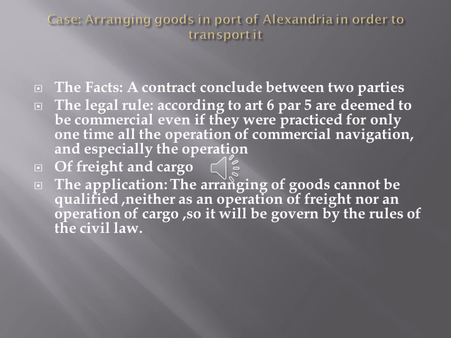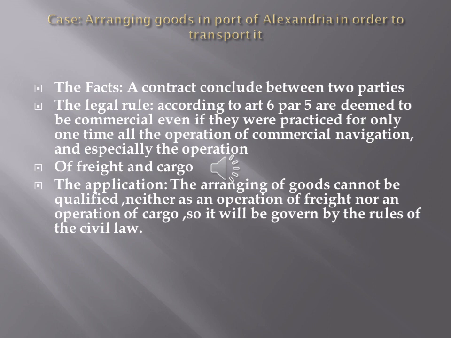This case is related to Article 6, which is the operation of arranging goods in the Port of Alexandria in order to transport it. We will mention, as I said before, the fact, then the legal rule, and at last the application. The fact, simply it is a contract between two parties, the person who owns the goods and the person who is making the operation of arranging it in the port.